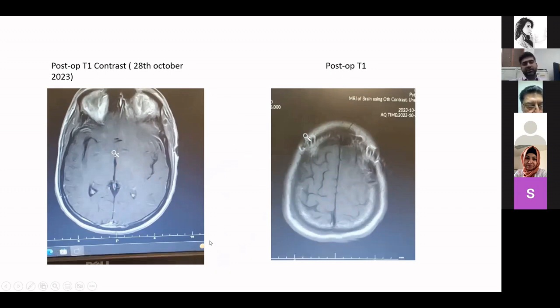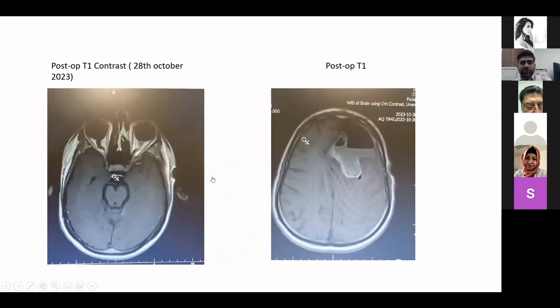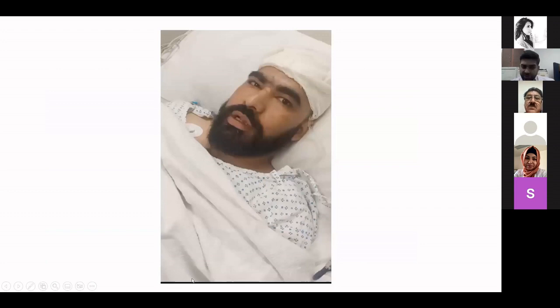Great. And do you also go for tractography or something like this when you are planning? Correct. Yes, we do have the facility of tractography. So yes, I always do a tractography before if I'm doing an awake craniotomy.